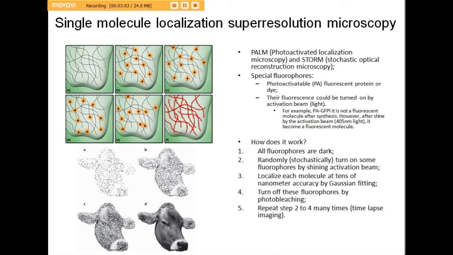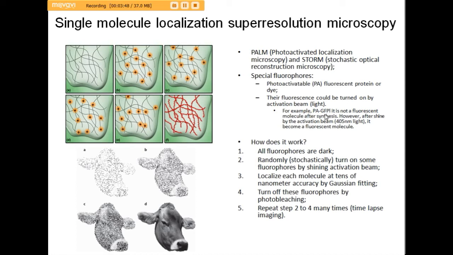So PALM uses very special fluorophores. These fluorophores are either photoactivatable fluorescent proteins or photoactivatable dyes. A photoactivatable fluorescent protein, also called a PA fluorescent protein, is for example PA-GFP, the photoactivatable green fluorescent protein. These proteins or dyes are very special because their fluorescence can be turned on by an activation beam. The activation beam is actually just activation light.